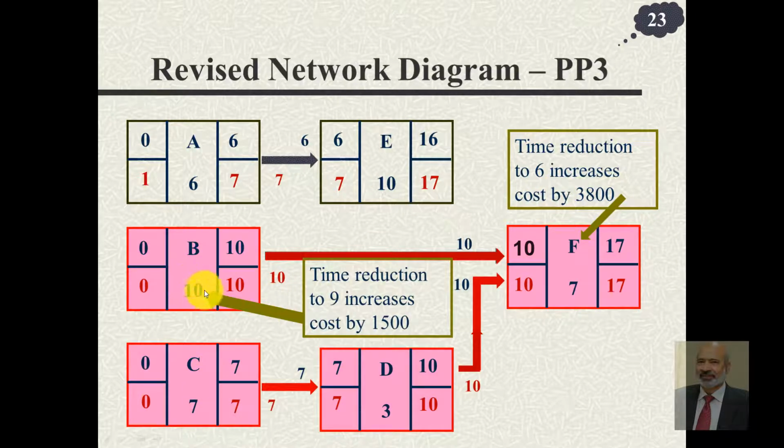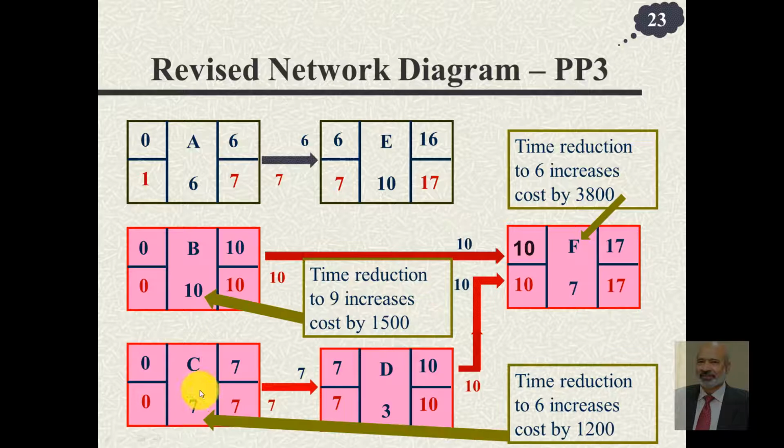If you try to reduce the duration from 10 to 9 days, the associated cost is 1500. And if you try to reduce this duration of C from 7 to 6 days, the associated cost is 1200. Now we need to add this 1200 to this 1500, that becomes 2700. So either we reduce these two, but they collectively would cost us 2700, or we can target this activity F and it would cost us 3800. So it is still better to target these two activities rather than this one activity, because the associated cost is still less.